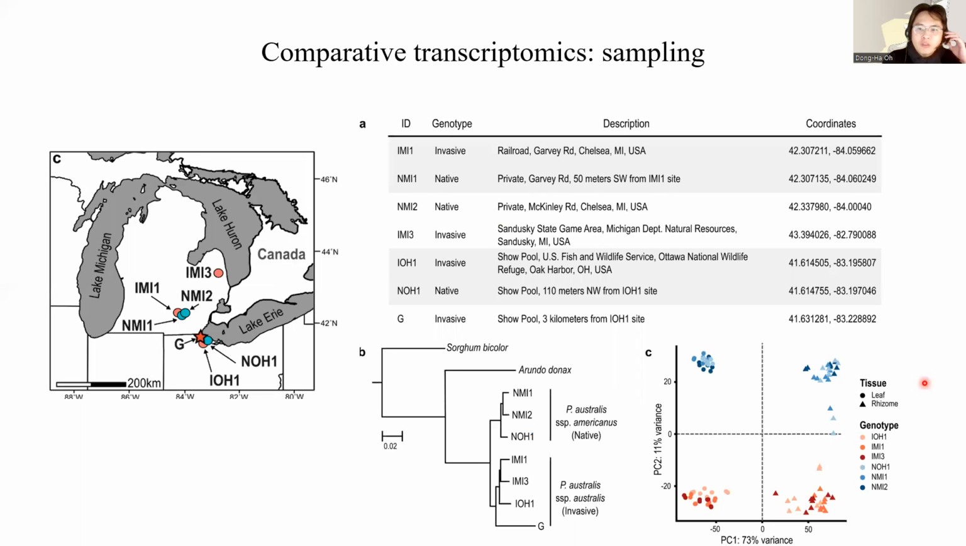And so far, we talked about the genome of the one invasive subspecies. To find out the difference between the invasive and the native subspecies, we need to sample multiple of each subspecies and compare. So that's what we did here. Across the Great Lake regions, we sampled 3 invasive subspecies and 3 native subspecies, often growing side by side. You can see that the sampling sites are just 50 meters or 100 meters apart from each other. And we compared the gene expression profiles for these invasive and native subspecies.